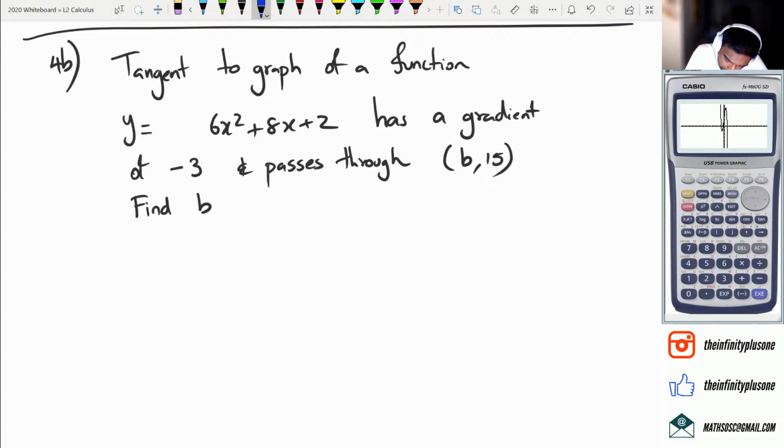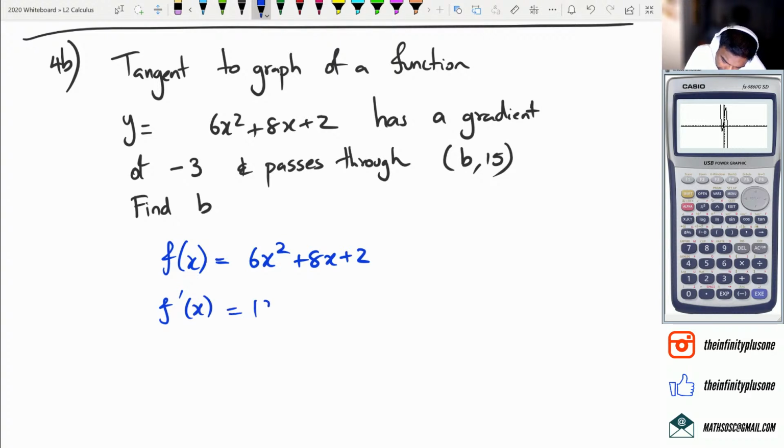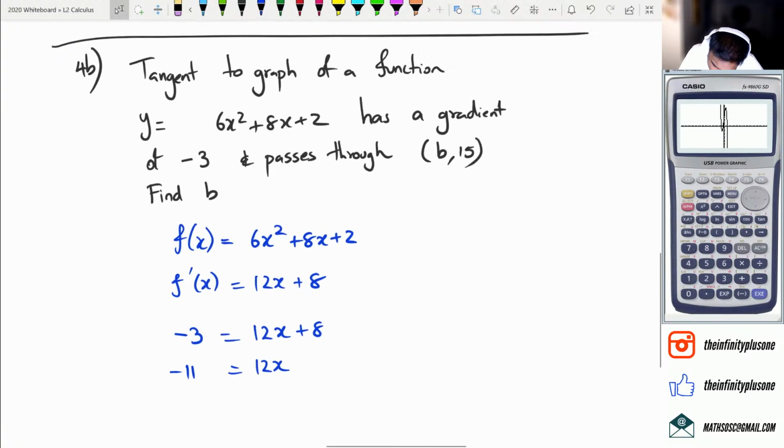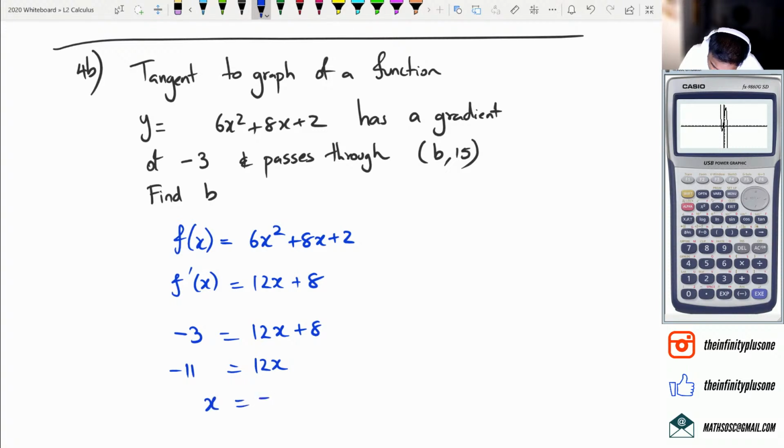So what we've got here is f of x equals 6x squared plus 8x plus 2. We're going to differentiate it, which means we get 12x plus 8. Now it says that the gradient is going to be -3, so we put -3 equals 12x plus 8, and we end up with 12x equal to -11, and so x is -11/12. Now yes, I did give you guys horrible questions, which is kind of sad.